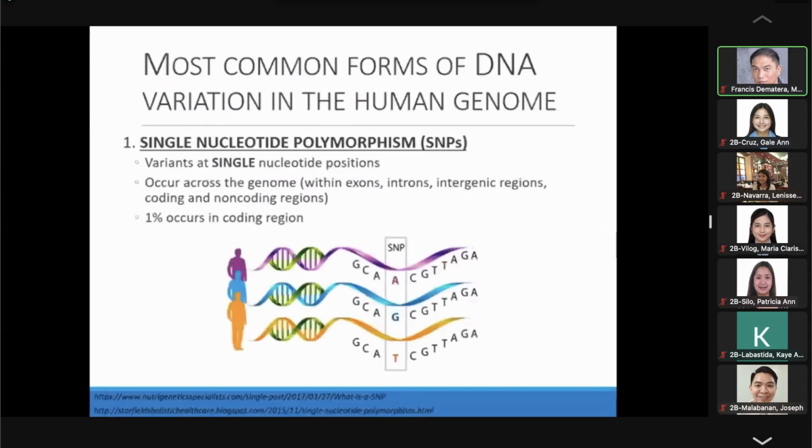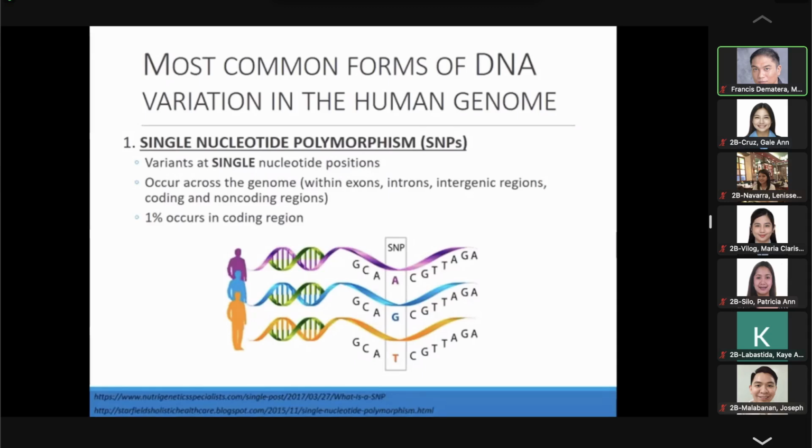There are a number of DNA variations, but the two most common forms are SNPs and CNVs. SNPs are single nucleotide polymorphisms. These are variants at single nucleotide positions. Based on the photo, in SNPs there is one nucleotide that differs in a sequence of nucleotides that are otherwise similar among different individuals. They occur across the genome within exons, introns, intergenic regions, and coding and non-coding regions.